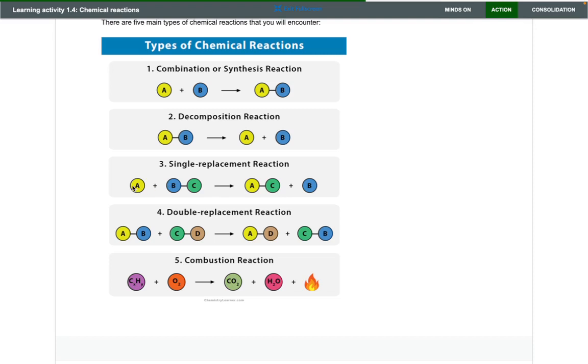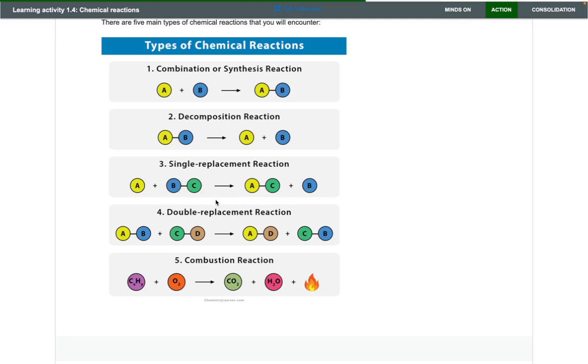Now, usually with single displacement reactions, we need to know, can that element kick out the corresponding element in the compound? And this doesn't always happen. In the video below, they kind of go through that. There's something called an activity series of metals that will help you determine that. We actually are not going to worry about that in our course. Okay, so just assume that any metal that I give you will be able to kick out the corresponding metal in the compound.